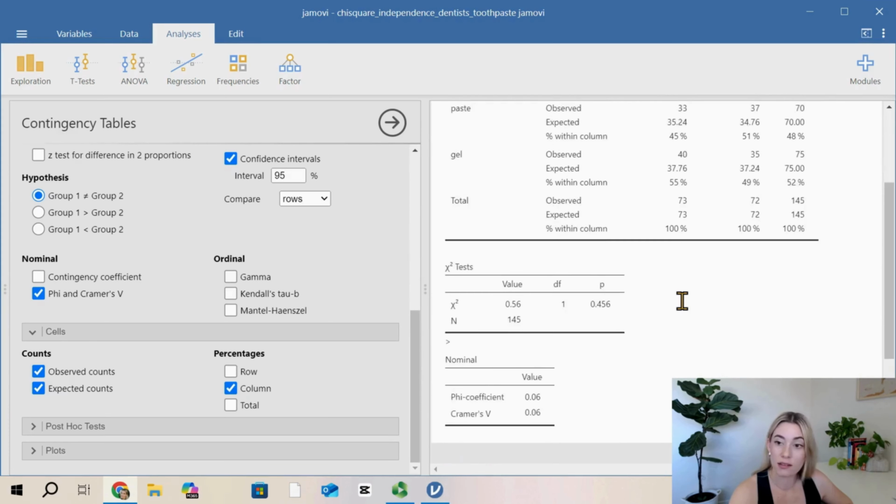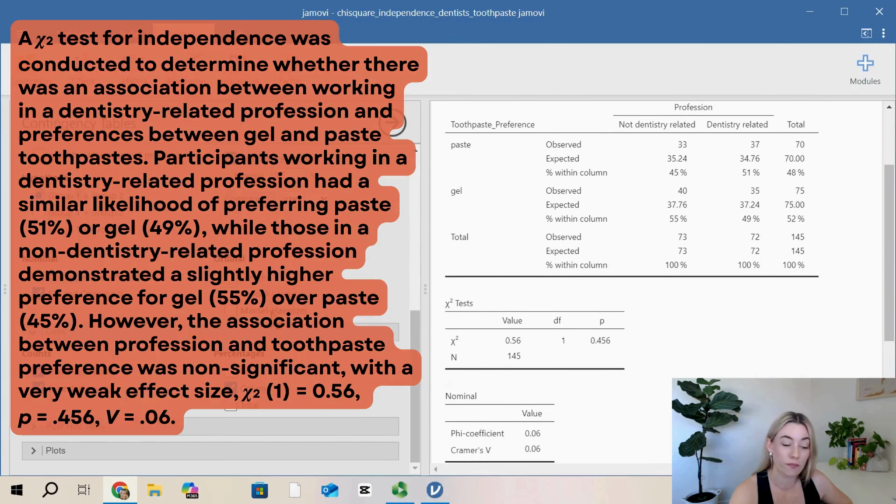The write-up for this analysis could look as follows. A chi-square test for independence was conducted to determine whether there was an association between working in a dentistry-related profession and preferences between gel and paste toothpastes. Participants working in a dentistry-related profession had a similar likelihood of preferring paste or gel, while those in a non-dentistry-related profession demonstrated a slightly higher preference for gel over paste. However, the association between profession and toothpaste preference was non-significant with a very weak effect size.